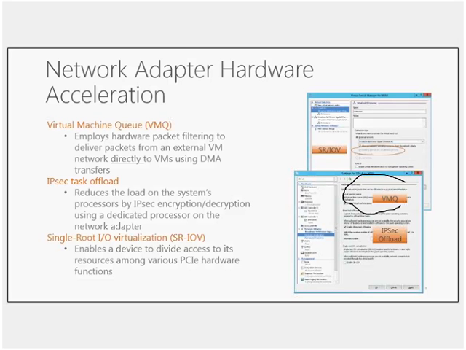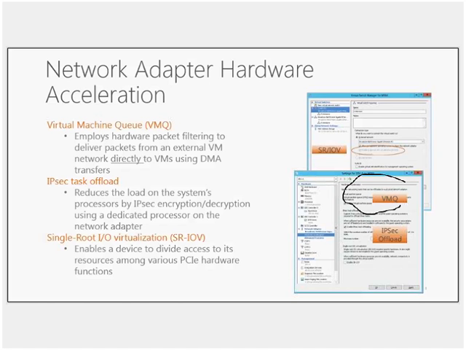But virtual machine queue, or VM queuing, really helps reduce the overhead of routing packets from one host to the VM, which helps improve the performance of the host operating system. It does this by distributing the processing of network traffic for multiple VMs among multiple processors.